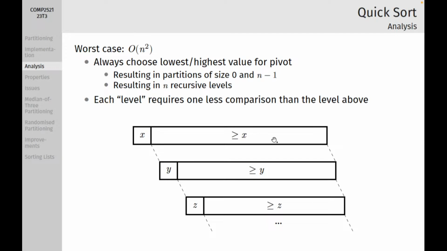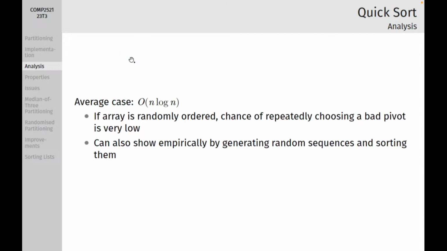So this top level requires about n comparisons. The level below that is going to take about n-1 comparisons. The level under that is going to take about n-2 comparisons, and all the way down to 1 if we're really unlucky. So in total, the number of comparisons will end up being about n squared. So O(n^2) is our worst case.